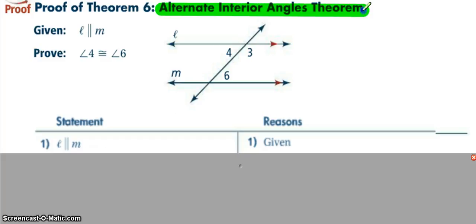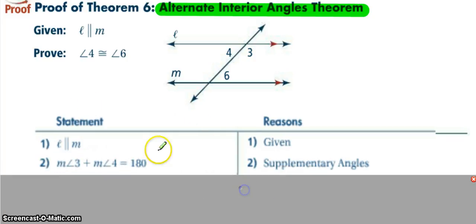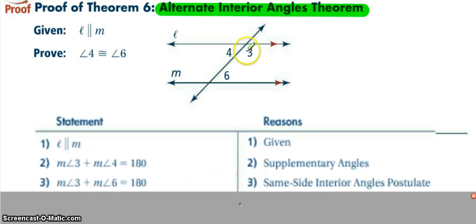So our alternate interior angles theorem. So if we have two parallel lines, L and M, cut by a transversal, then that is our given statement. L and M are parallel. Then we can know that 3 and 4 add up to 180 because they're a supplementary pair. We can also say that angle 3 and angle 6 add up to 180 degrees because of our same side interior angles postulate. If you don't remember that, it's where you think about sliding this line down, and then they would be supplementary because these angles would be corresponding.